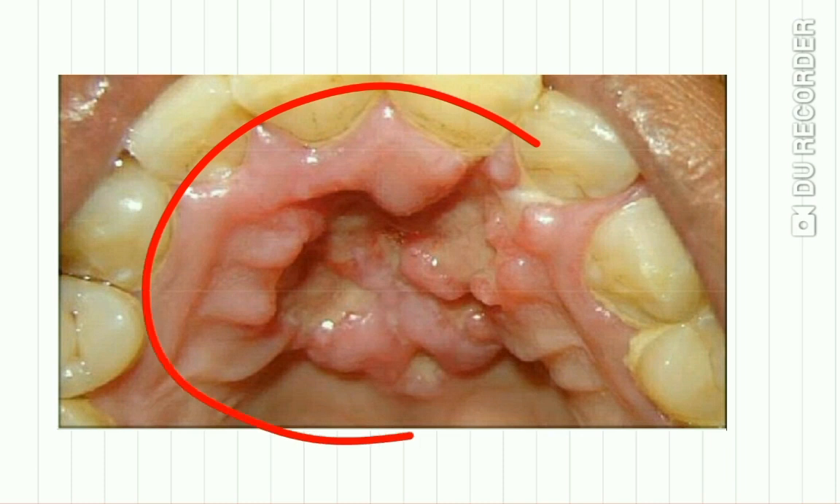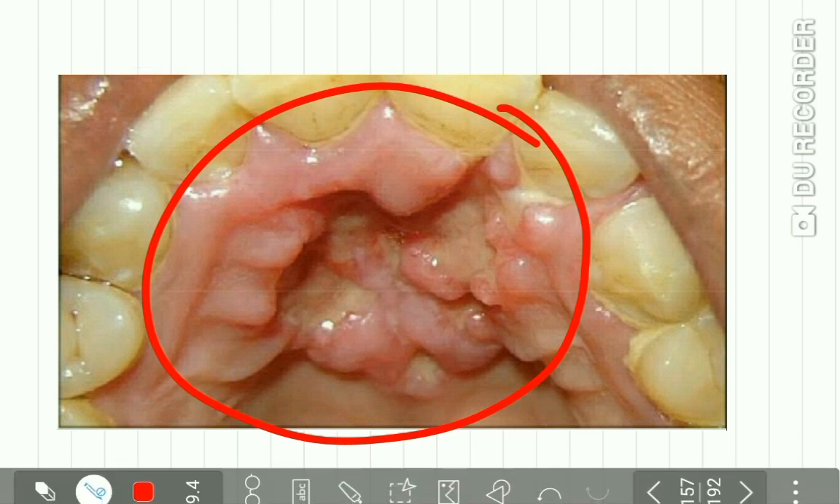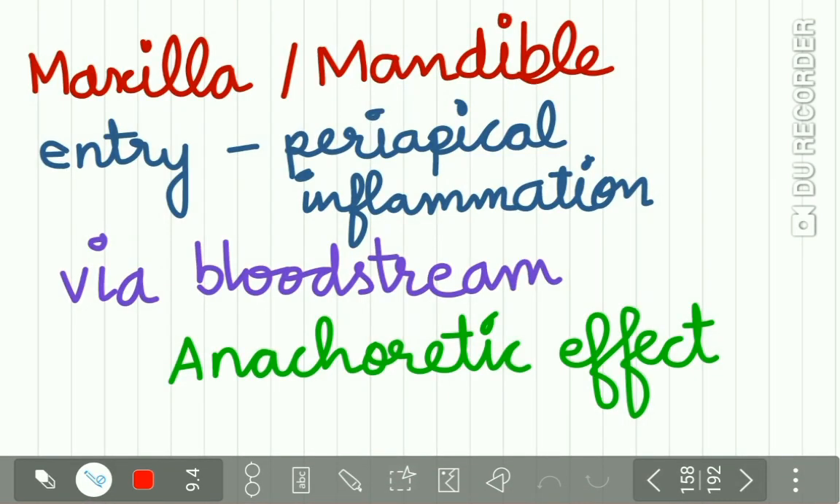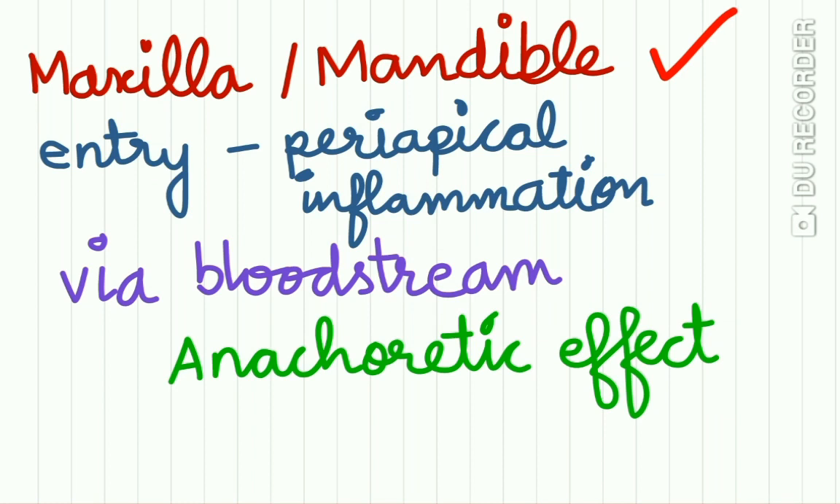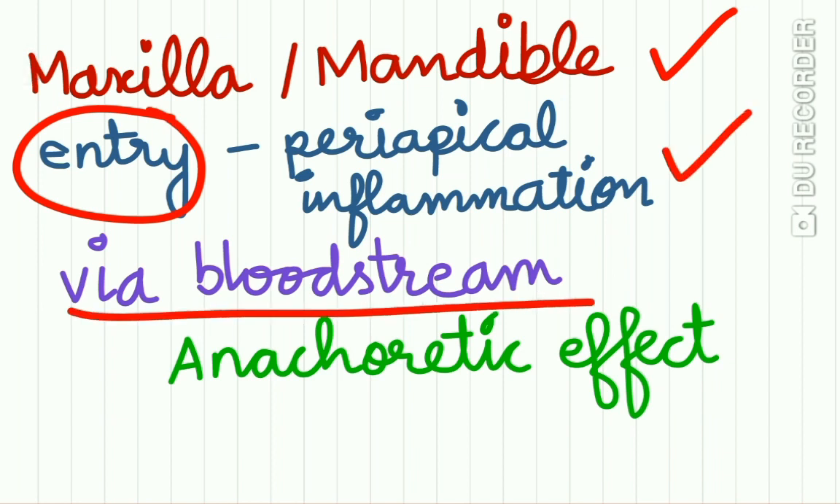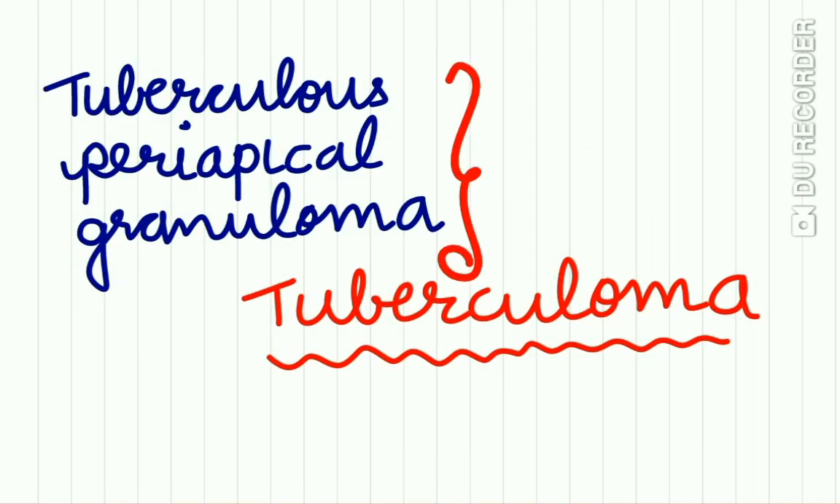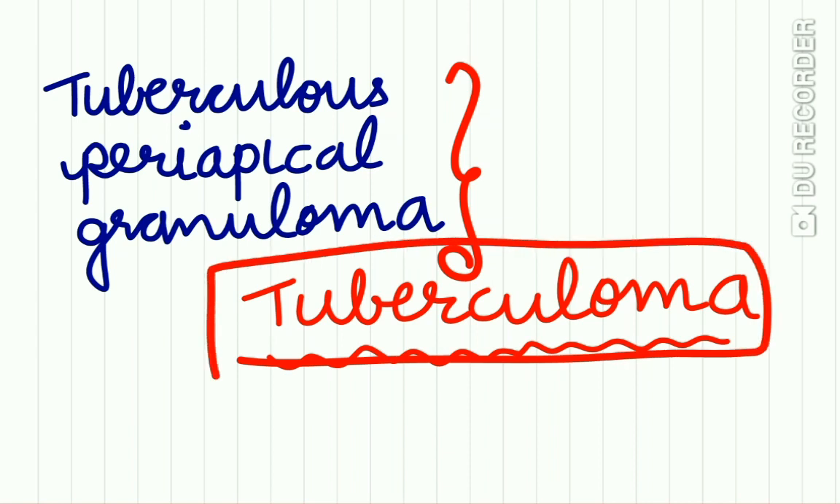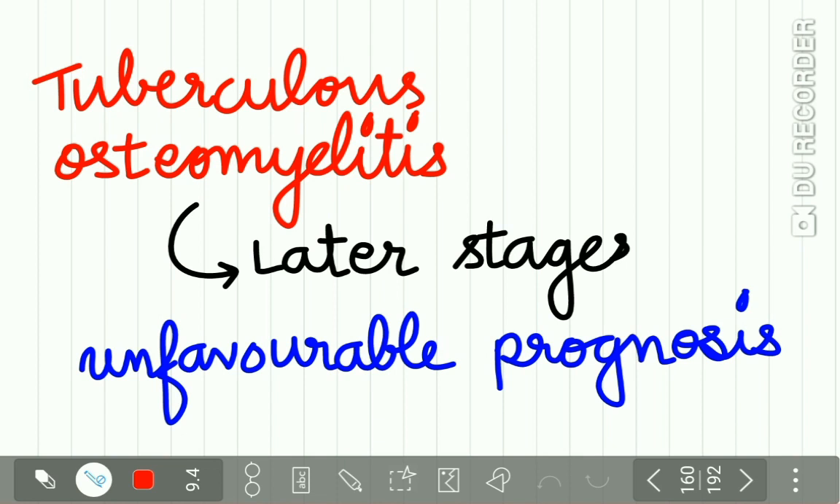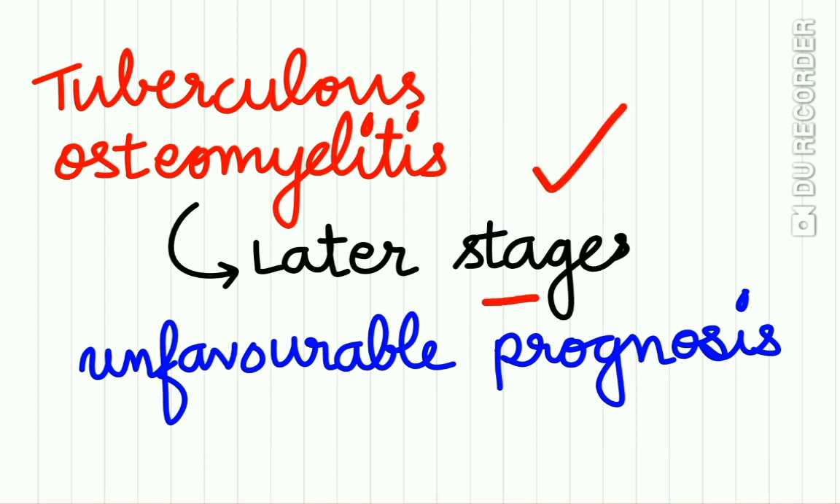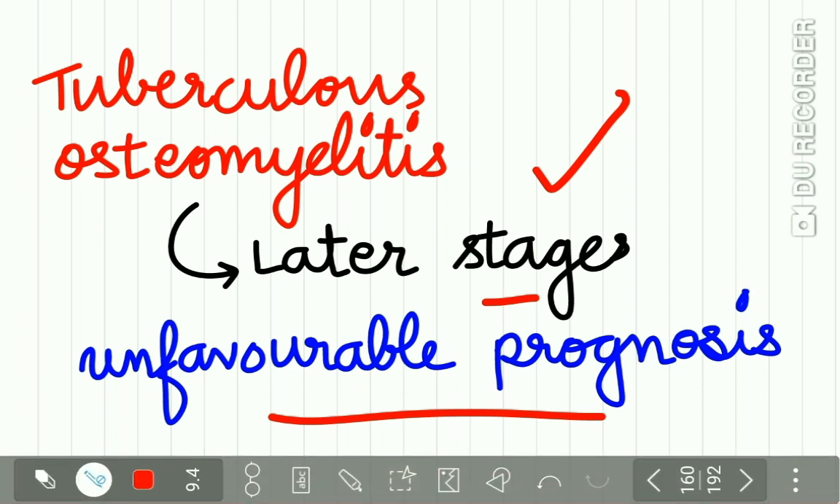So here you can see a tubercular lesion involving the gingiva and the hard palate. It is a nodular ulcerated lesion. Maxilla and mandible are equally affected by tuberculosis. The entry of the lesion may be through a periapical inflammation or via bloodstream. And an anachoretic effect has been noted in the oral cavity. Now, tuberculous periapical granuloma, also called tuberculoma, is a common lesion occurring in the oral cavity. In later stages, tuberculous osteomyelitis may occur, which has a very unfavorable prognosis.